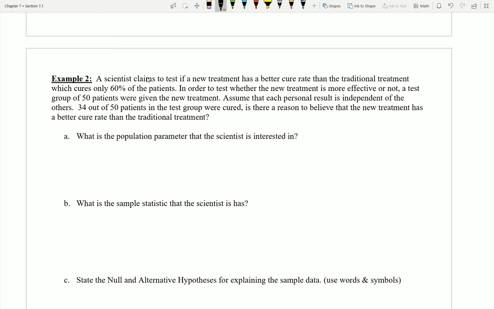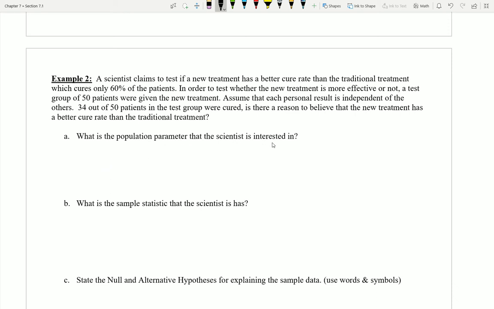How do you know? Well, in order to test whether the new treatment is more effective or not, you've got to do some trials, some clinical trials. So maybe they take a group of 50 patients and give them the new treatment. Assume that each person's results are independent of the others, and we're going to say that 34 out of the 50 patients in the test group get cured. Okay, well, is that enough reason to believe that the new treatment has a better cure rate than the traditional one? Notice we're going to have the same set of questions that we did back in example 1, just about a new scenario.